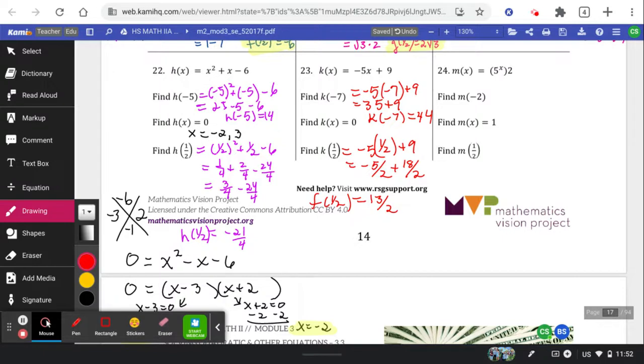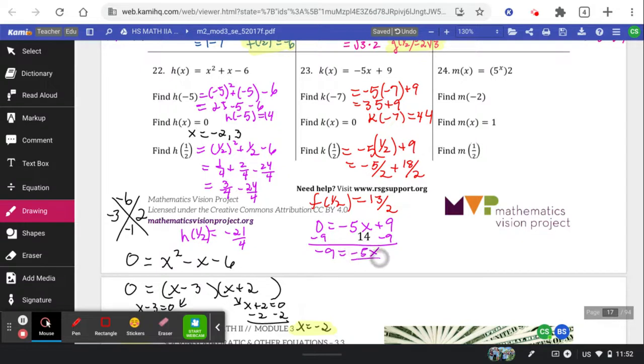Okay, let's go do the output. We're going to set it equal to 0. So 0 is equal to negative 5x plus 9. We subtract 9 from both sides and divide by negative 5. I'm getting that the input x is equal to 9/5. That's for this one right here.